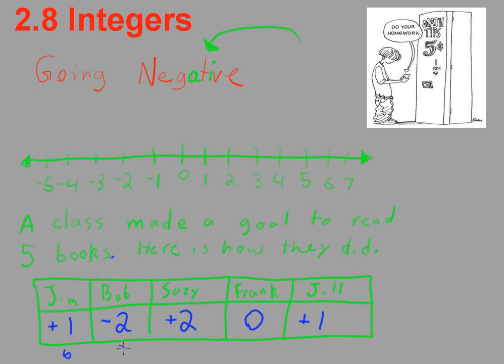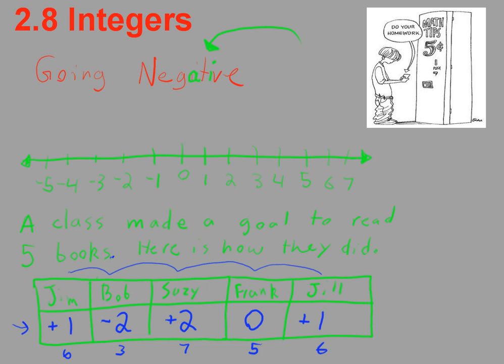So again, Jim overall read 6 books. Bob overall only read 3. Susie read 7. Frank 5. And Jill 6. So you see these numbers in the boxes here are just how much over or under 5 they were. And so the questions that we're going to look at today are going to make us count how many over and under were all 5 kids all together, all 5 of these kids. And so we're going to use our number line for that.